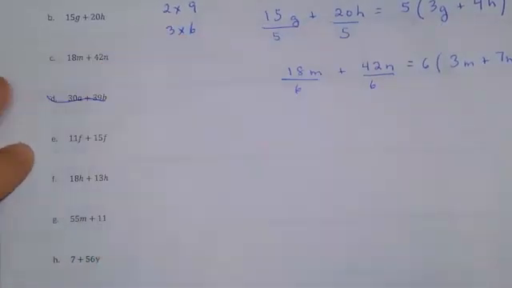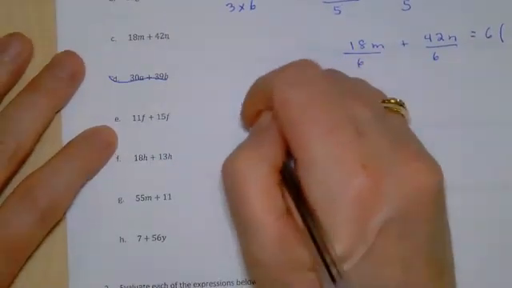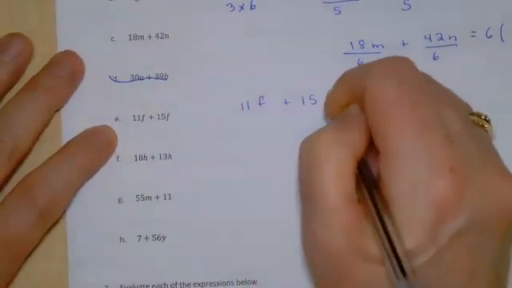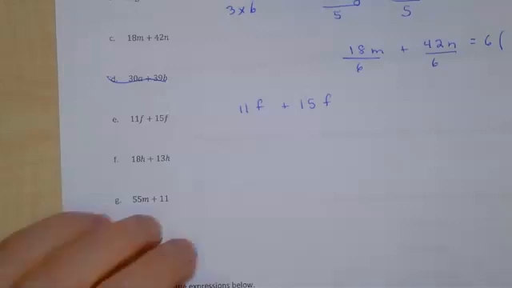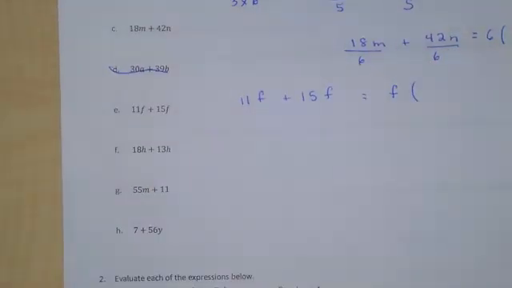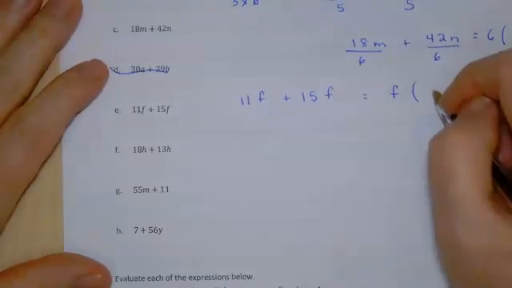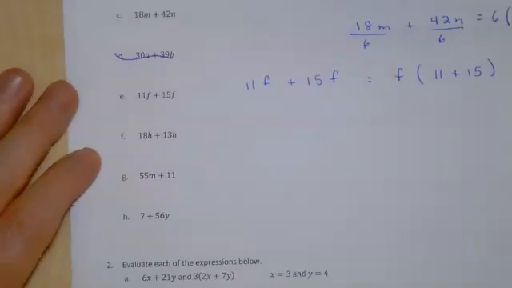We're going to skip over D because I don't have enough space. 11F plus 15F. What do they both have in common? The letter F. So we're going to take the letter F on the outside. What ends up remaining behind, Isaiah? What would go inside? Yep, 11 plus 15. 26.